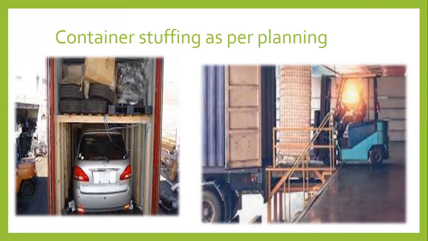Now, container stuffing as per planning. Once the container is received at the factory, we check whether it is physically fit or not. Once the container is okay, we start the container stuffing as per planning. We need to understand the daily dispatch planning. For example, say we are dispatching 20 containers per day. In such a case, we have to understand which container is allotted for which order.